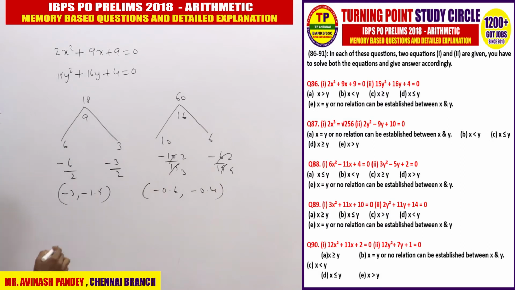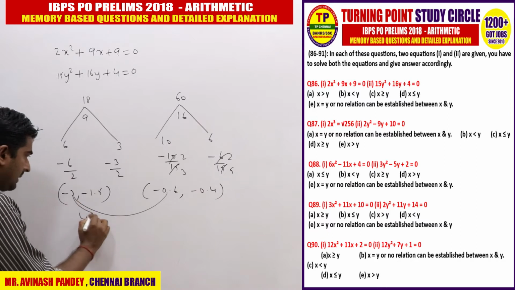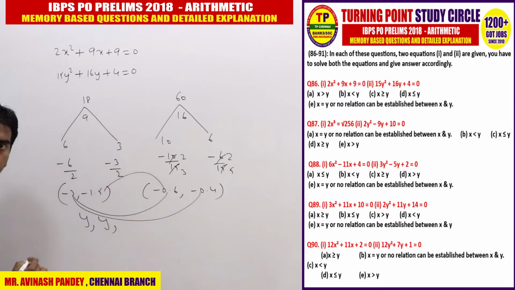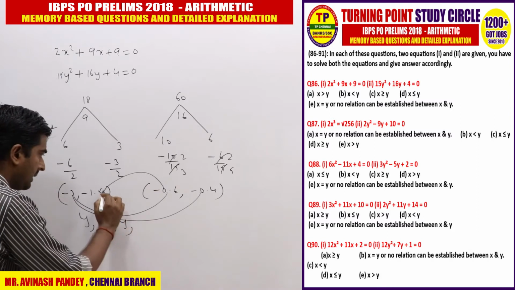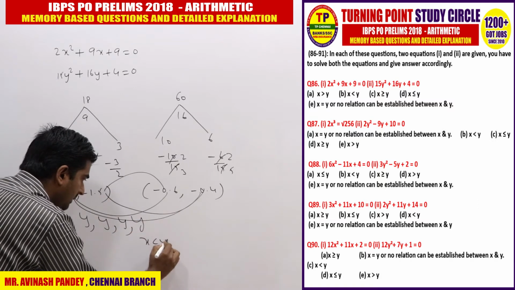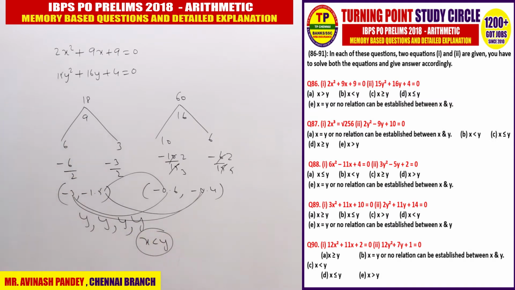Now I need to compare. So minus 3 and minus 0.6, which is greater? Y is greater. Minus 3 and minus 0.4, which is greater? Y is greater. Minus 1.5 and minus 0.6, which is greater? Y is greater. And here also which is greater? Y is greater. So what is my answer? X is less than Y. My answer is nothing but x is less than y, right?